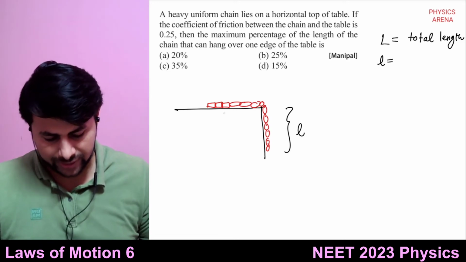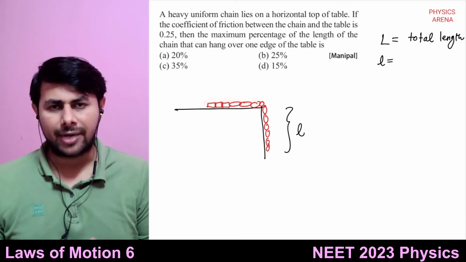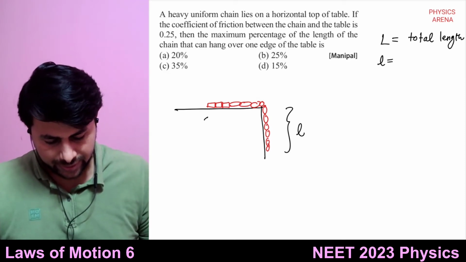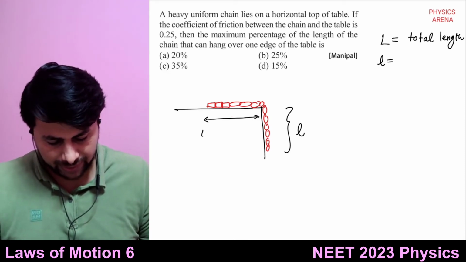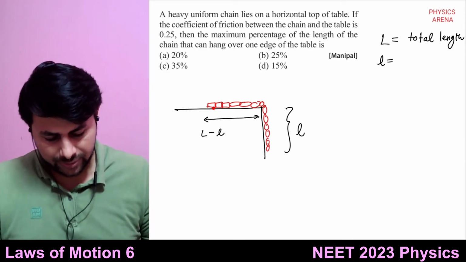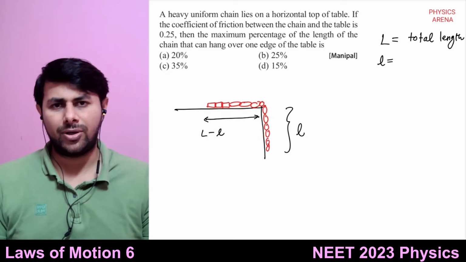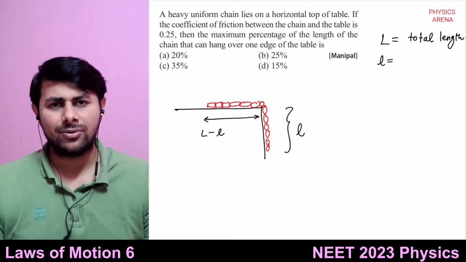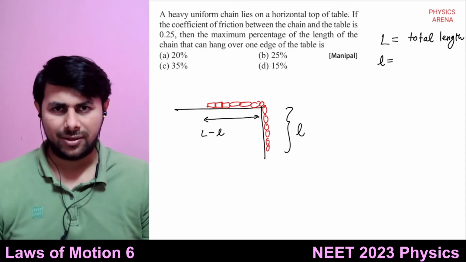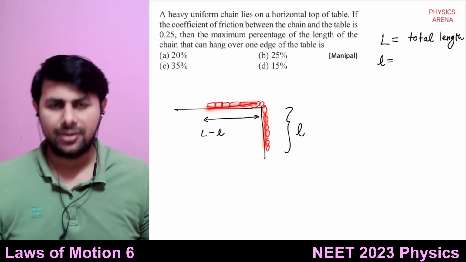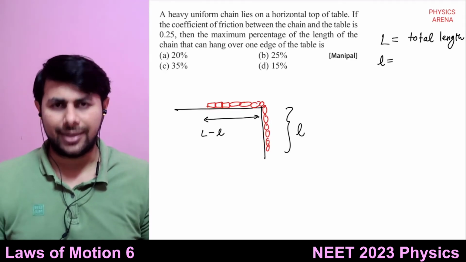So how much would be this length? Capital L minus small l. Okay, so this length is capital L minus small l, and we'll consider that the mass is uniformly distributed over the total length of the chain. So the mass of this part and this part are in proportion to their length.